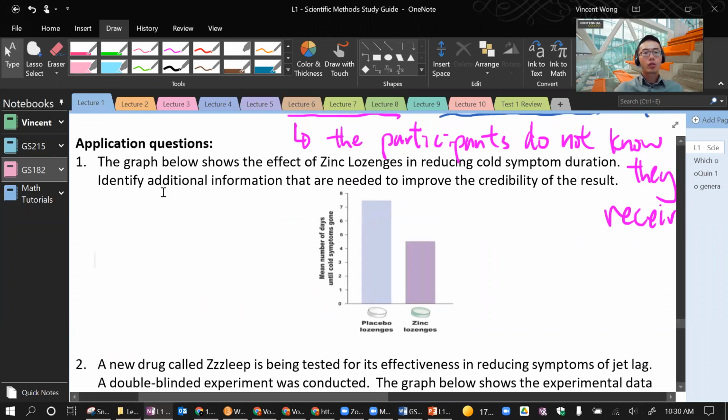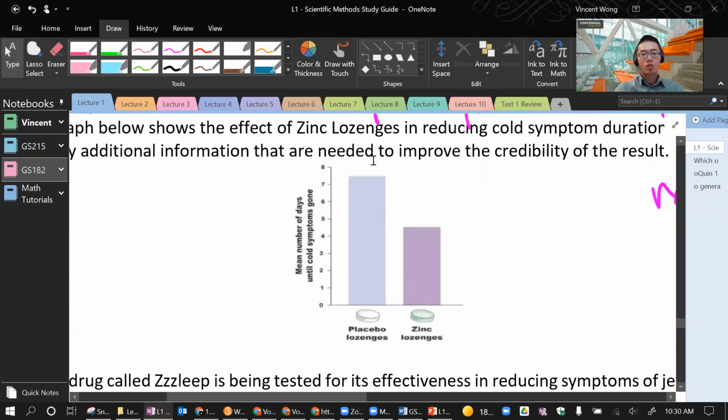Okay, so the other question, the graph below. It shows the effect of zinc lozenges in reducing cold symptoms duration. Identify additional resources and information needed to improve the credibility of the results. So here is a graph that shows the placebo lozenges, and then we have the zinc lozenges here, and then the number of days until the cold symptoms are gone.